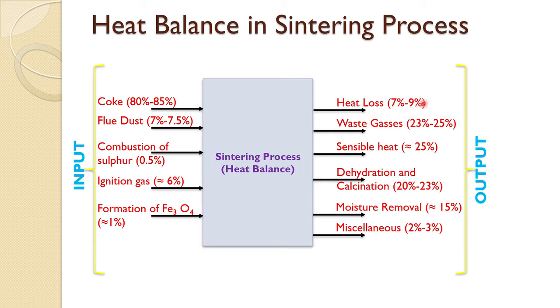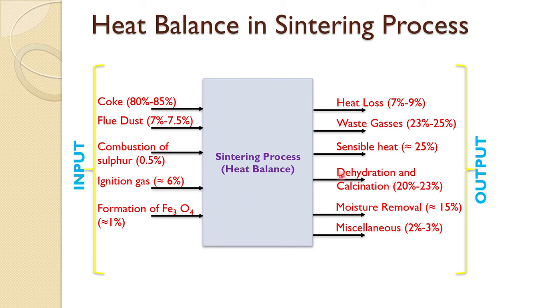So, heat loss to the environment, machines and various other places is about 7 to 9%. Waste gases take away most of this heat, of the order of 25%. Sensible heat in the sinter is about 25%. Dehydration and calcination constitute again quite a big amount, 20 to 23%.